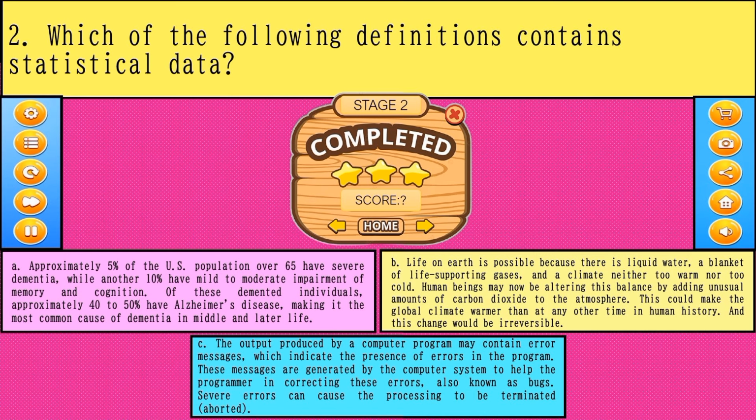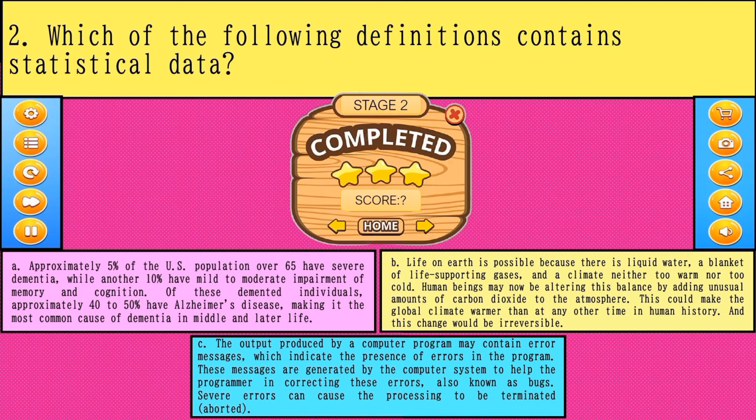Letter B. Life on Earth is possible because there is liquid water, a blanket of life-supporting gases, and a climate neither too warm nor too cold. Human beings may now be altering this balance by adding unusual amounts of carbon dioxide to the atmosphere.